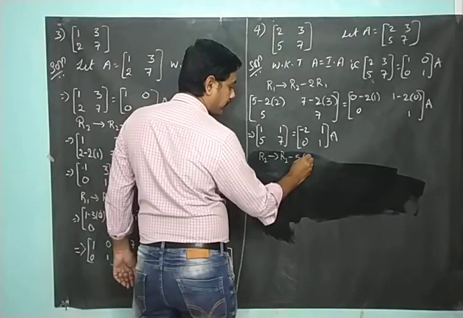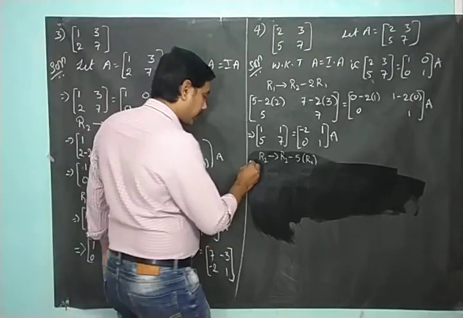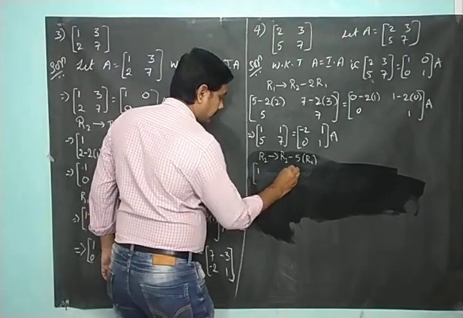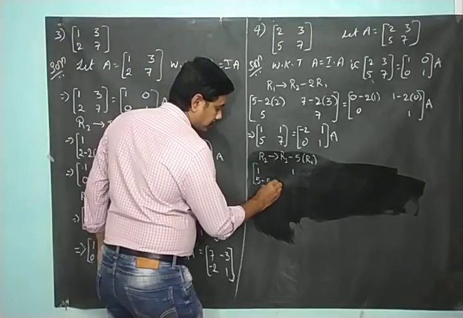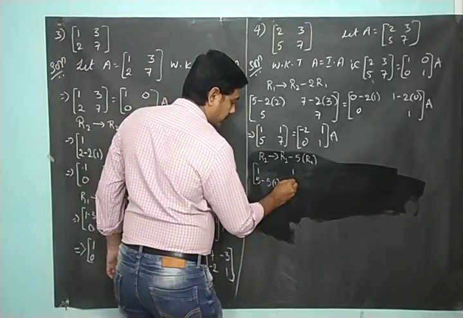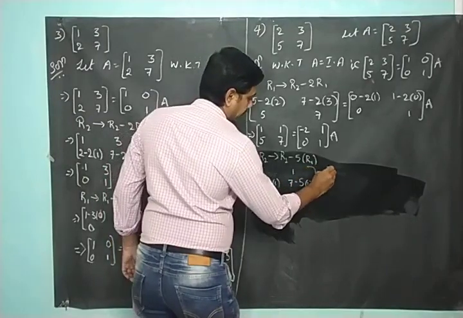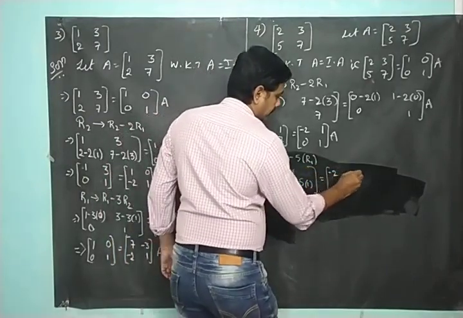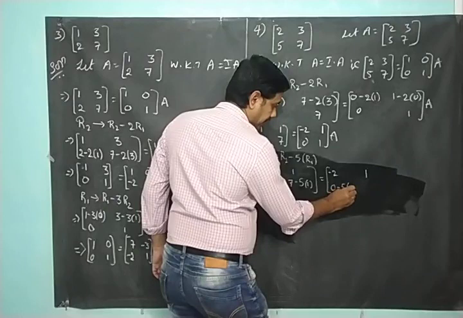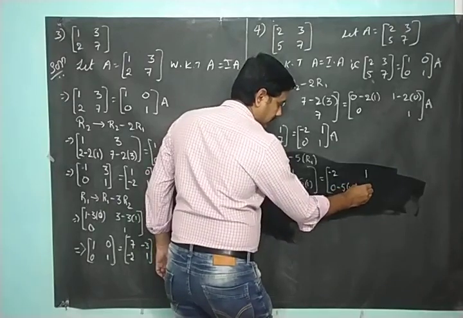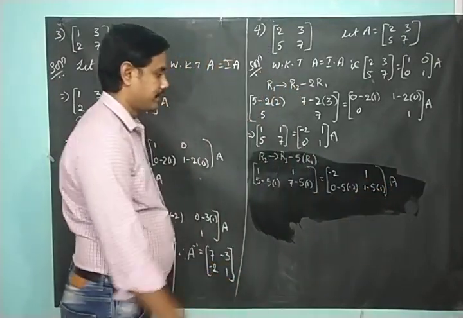R2 minus 5 times of R1. We should apply R2 minus 5 times of R1. So 1 as it is. R2 is what? R2 is 5 minus 5 times of R1, here R2 is 7 minus 5 times of R1. And here also same thing, minus 2 and 1 as it is. R2 here is 0 minus 5 times of minus 2, and here R2 is 1 minus 5 times of 1, and A as it is.